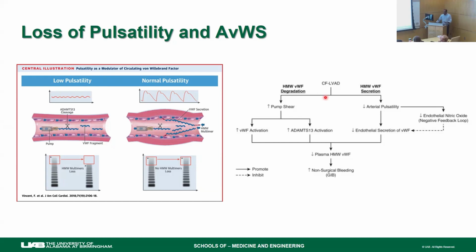What they were able to show, and this is their hypothesis, is when you have these continuous flow ventricular assist devices, you increase pump shear. They think it's due to shear, and that causes high molecular weight von Willebrand factor degradation. So this is activating von Willebrand factor, activating ADAMTS13, which is the enzyme that cleaves it, and this leads to decreased high molecular weight von Willebrand factor patterns. But also the secretion of von Willebrand factor is affected. So a decrease in arterial pulse, a decrease in endothelial secretion of von Willebrand factor, and these combined together contribute to non-surgical bleeds.